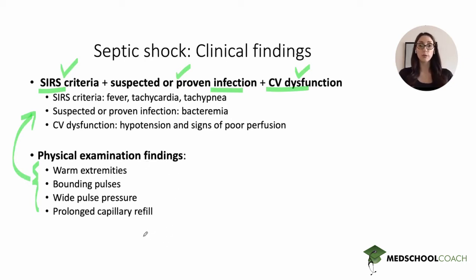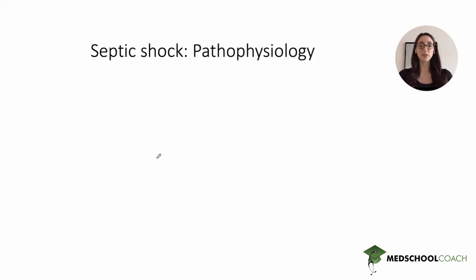So you should be able to recognize this presentation. You should be able to recognize the vital sign abnormalities in combination with the signs of poor perfusion, physical exam findings, and the source of infection. This constellation should raise a big red flag for septic shock. So next, let's talk a little bit more about the pathophysiology, because these physical exam findings are a direct manifestation of the underlying pathophysiology, and this is a question about mechanisms.